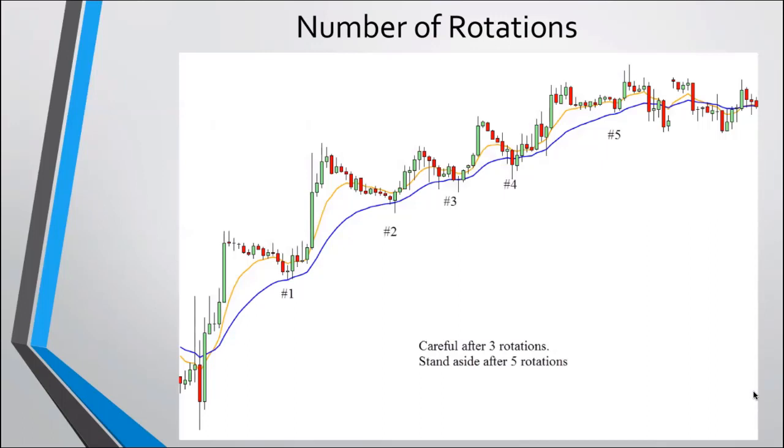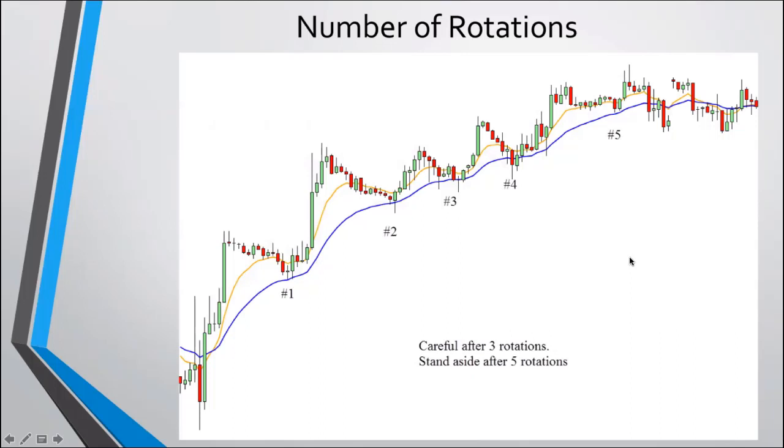So here's an example. And this is showing why you kind of need to be careful after 3 rotations. So here's a breakout. You get a first cross right over here. Then there's a move up, and here's rotation number 1 to the R zone. It's an actual chart. Here you get another rotation up off of the R zone, test number 2. Now look at test number 3. It definitely works, but it gets a little bit less robust. Then number 4 still holds, but once it gets up to the 5th rotation, you're starting to see sideways consolidation. This is an example from a real chart.